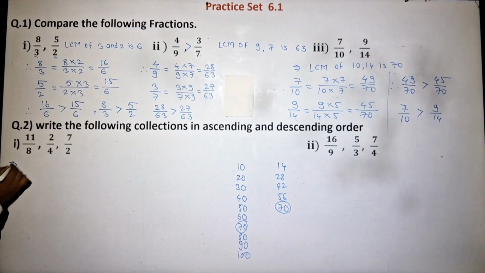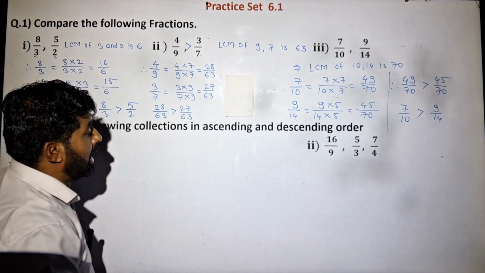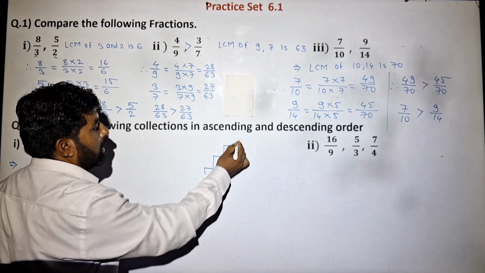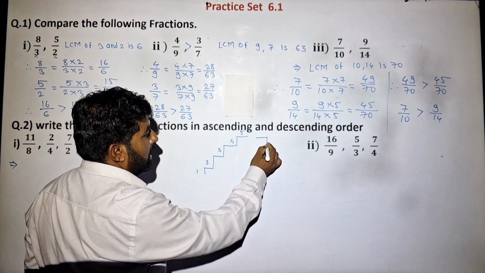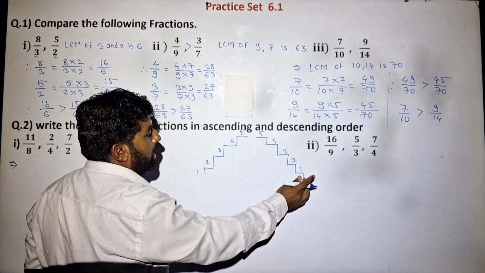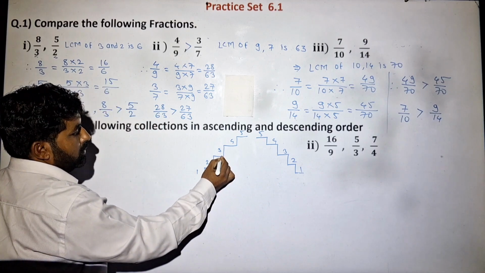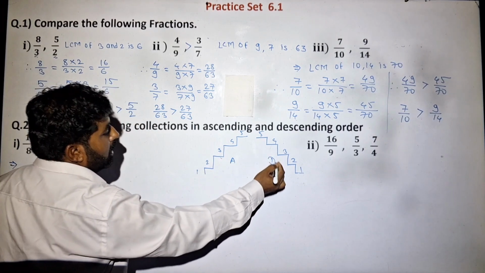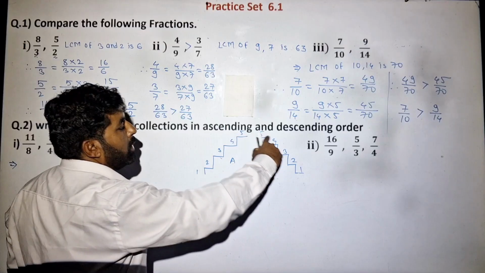Write the following fractions in ascending and descending order. First we will see what ascending order and descending order mean. Ascending means increasing order: 1 2 3 4 5. Descending means decreasing order: 5 4 3 2 1. This is ascending order, this is descending order. It goes from smaller to bigger numbers, and from bigger to smaller numbers.